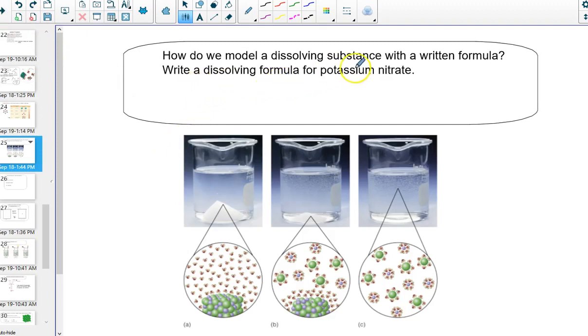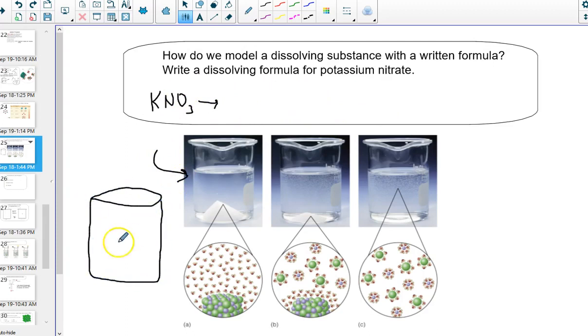How do we model a dissolving substance with a written formula? Write a dissolving formula for potassium nitrate. Potassium nitrate is KNO3. And what's it look like? This is one model that we're using to describe a phenomenon in a beaker. The two ways we'd show it would be one with a particulate diagram, which will be on the next slide.